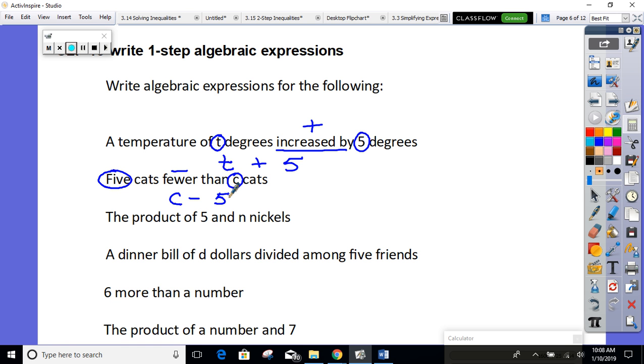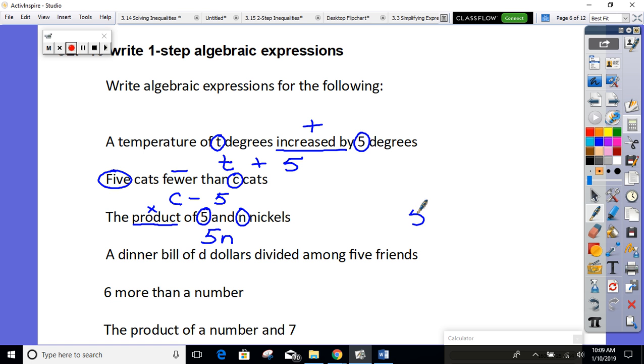Okay, the next one says the product of 5 and n nickels. What word up there tells us what operation we might do? Product. And what do we do for product? Multiplication. Good. So when we write 5 times n, the best way to write this is just 5n. Because we know from evaluating expressions and all of the other things that we've been doing that when we have the 5 and the n right next to each other, that means to multiply. That's the best way to write it in an algebraic expression.